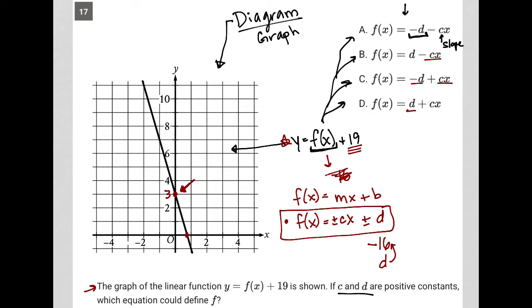So first of all, I believe d is negative. So that's helpful because choice B has a positive d and choice D has a positive d, okay? So that helps me get down to a 50-50 here.